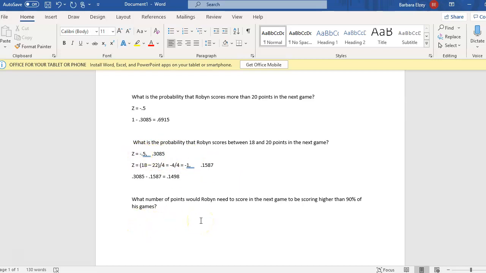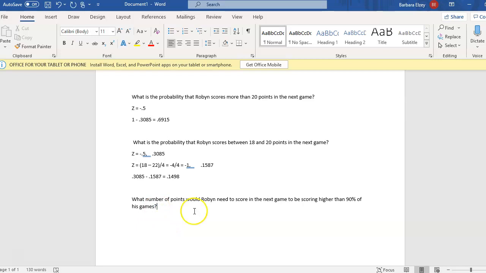So, what number of points would Robin need to score in the next game to be scoring higher than 90% of his games? So we're going backwards here. Notice we're not given an x value. We're not given a score as we were in the past 3 problems. We're given the probability, or the percentage here, the 90%. So we're going to kind of go backwards with our z-score.